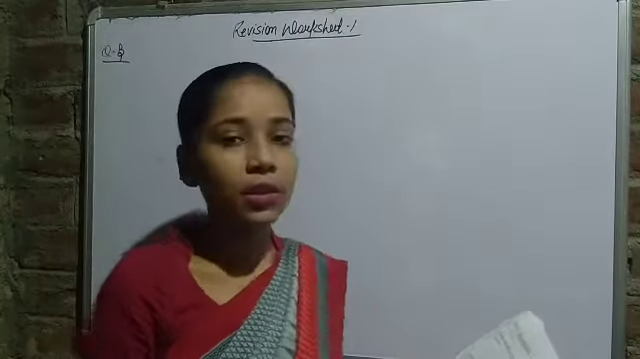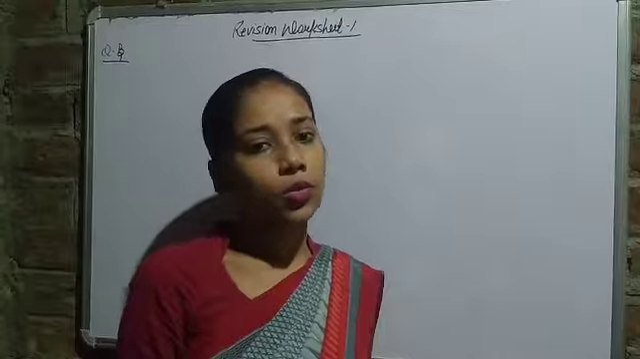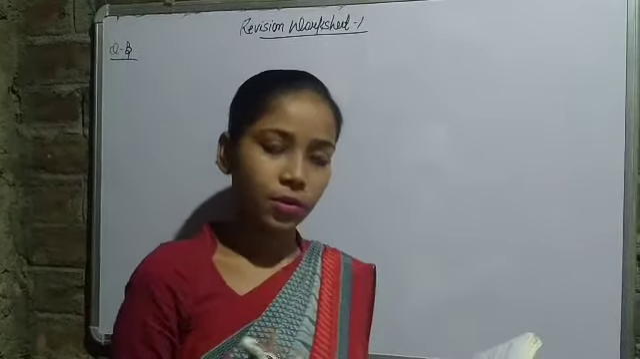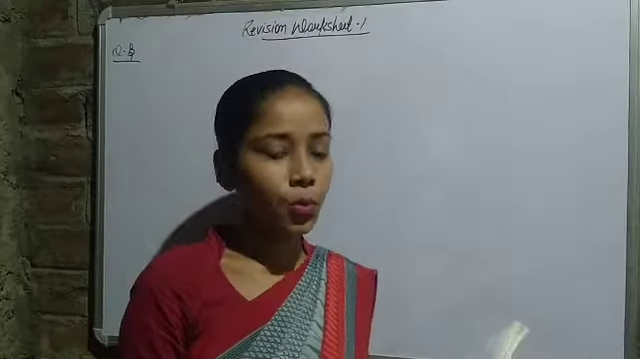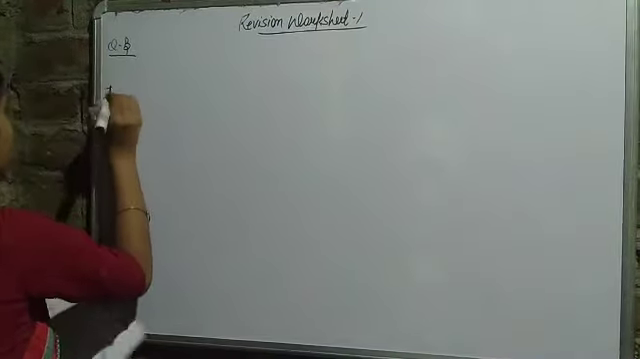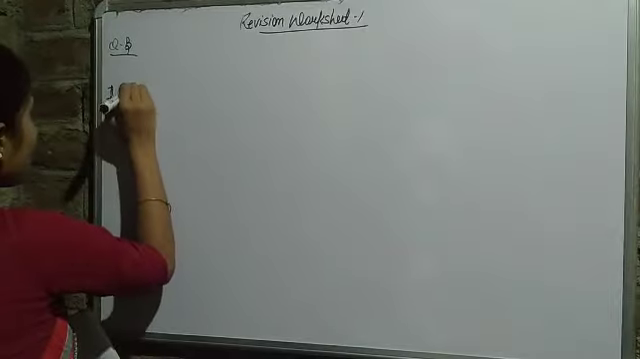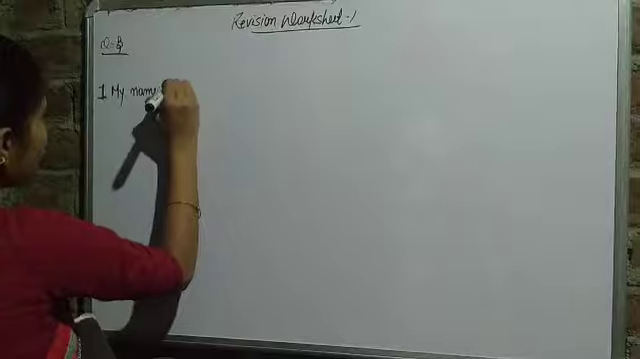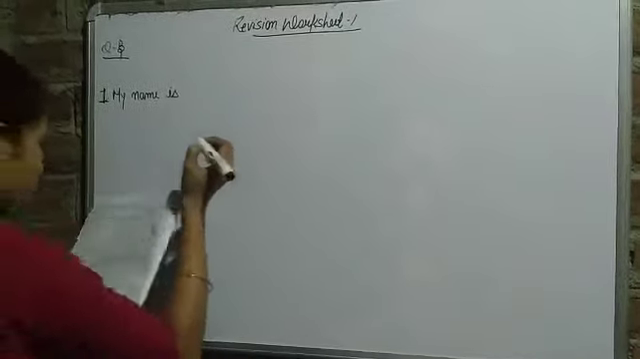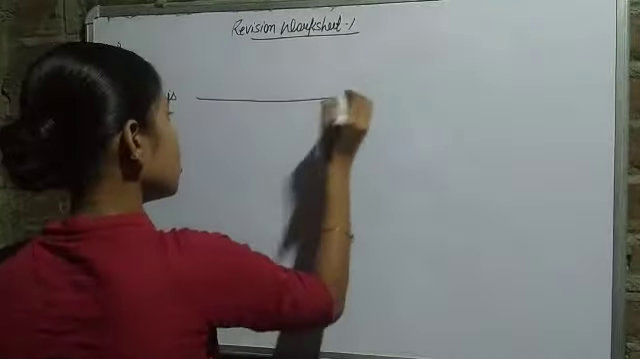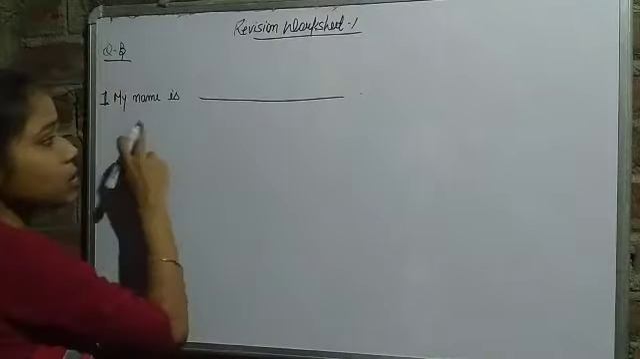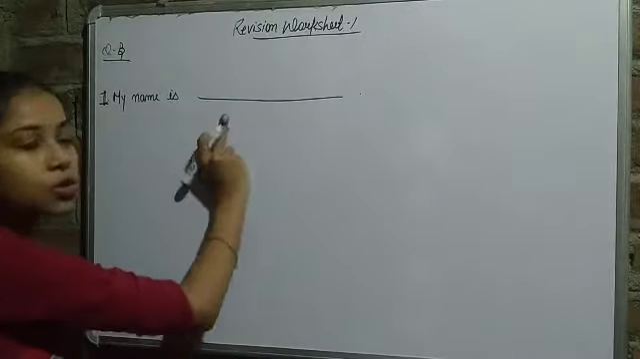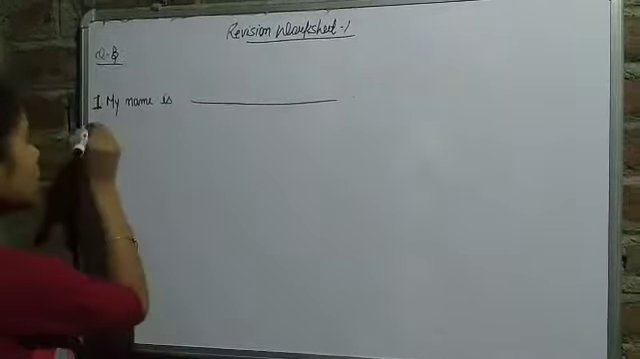Here we have some incomplete sentences. So what do we have to do? We have to complete them by using words which are suitable for here. The first incomplete sentence is: My name is, dash. So you have to write down your name here. My name is, जो आपका नाम है वो आपको यहाँ लिखना है.